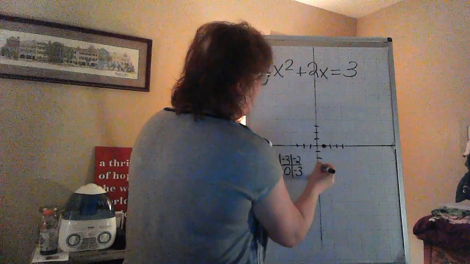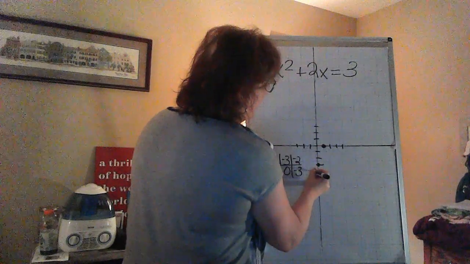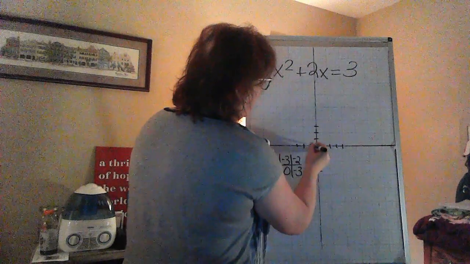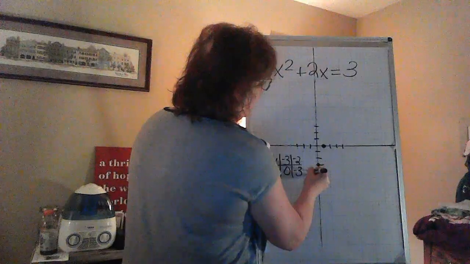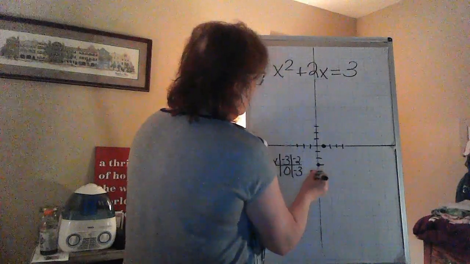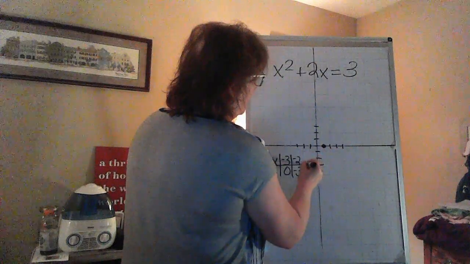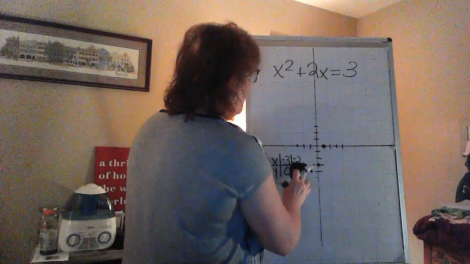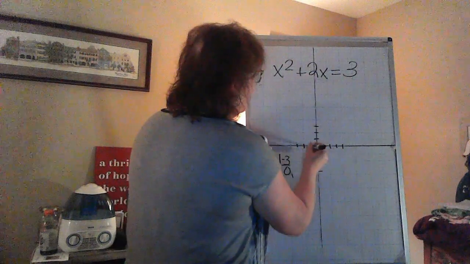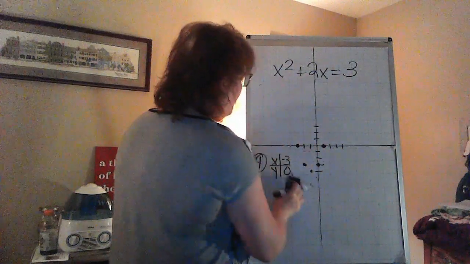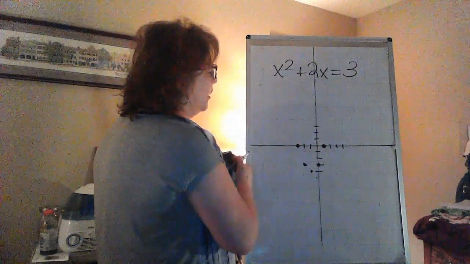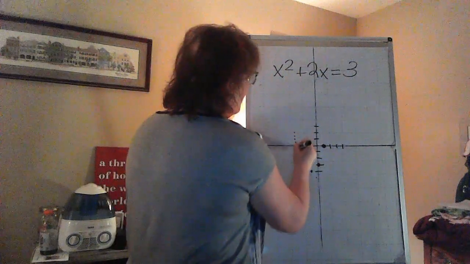Negative 1 and negative 4, that is our vertex point. That would be right about there. Then negative 2 and negative 3, right around there. Keep erasing. And negative 3, 0. All right, so I've put all my points in.